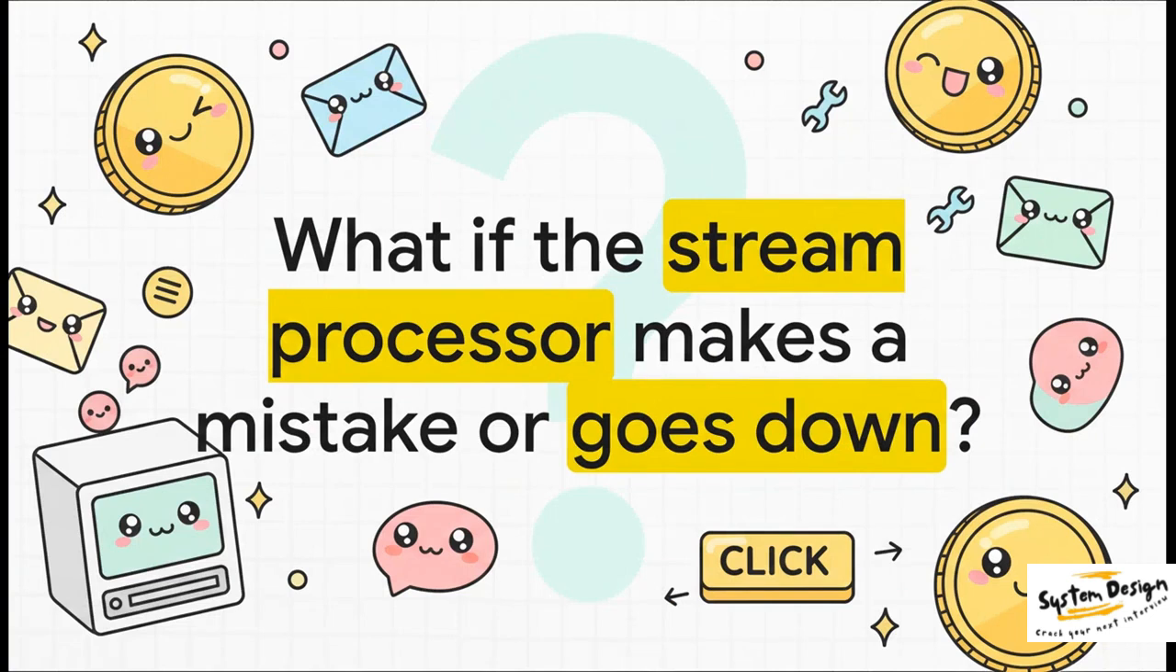Now, this is a really critical question. In a system where clicks literally equal money, we absolutely cannot afford to lose a single one. A tiny glitch or a bad code deployment could cause inaccuracies, and that is just not acceptable. So, how do we guarantee 100% accuracy?